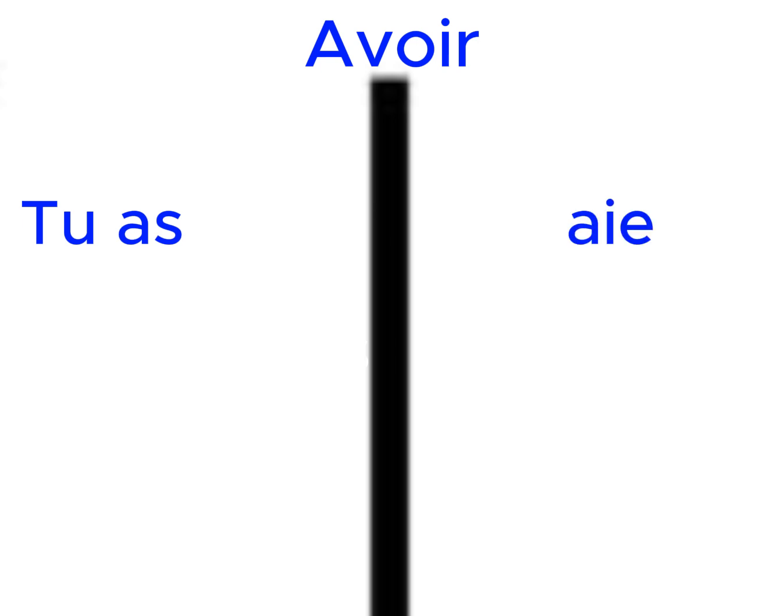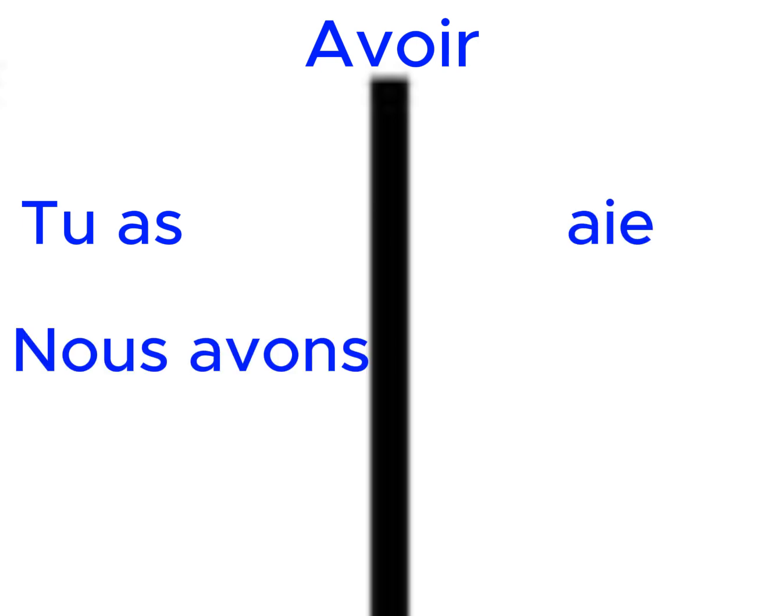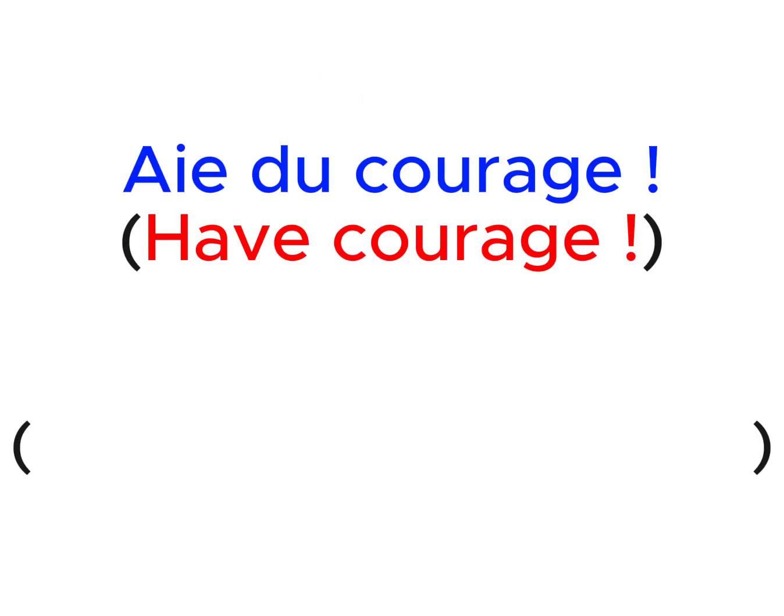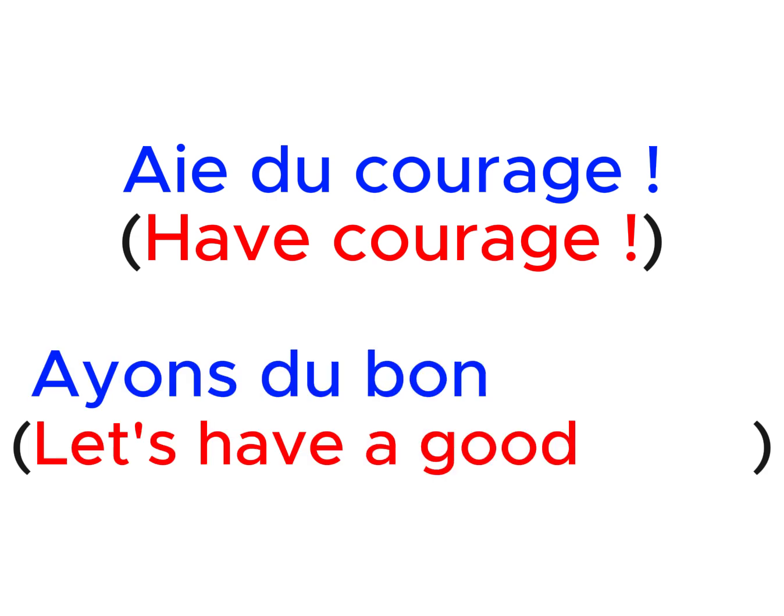Here then, depending on the person, are their forms in the imperative. For the verb Avoir, tu as becomes aie, nous avons becomes ayons, vous avez becomes ayez. For example, Aie du courage. Ayons du bon temps.